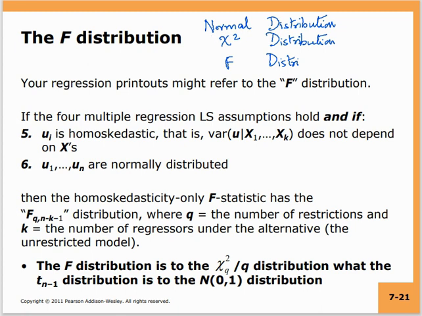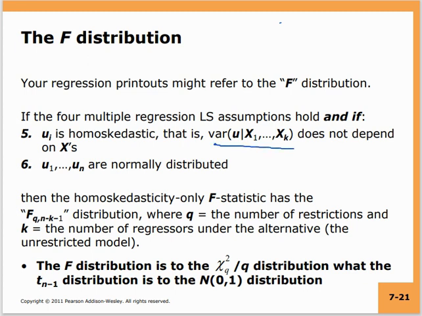Now, under the first four assumptions of OLS, which I will not reiterate again, and two more additional assumptions: if the four multiple regression OLS assumptions hold, and if u_i is homoscedastic, that is, the variance of u does not depend on the x's, and if the u_i's are normally distributed. So they have constant variances and they are normally distributed. You can see that we are making more restrictive assumptions.